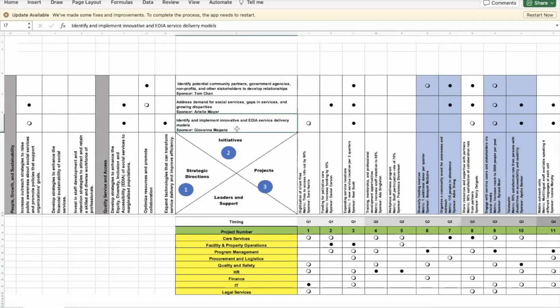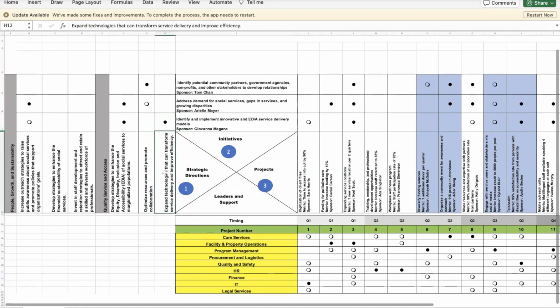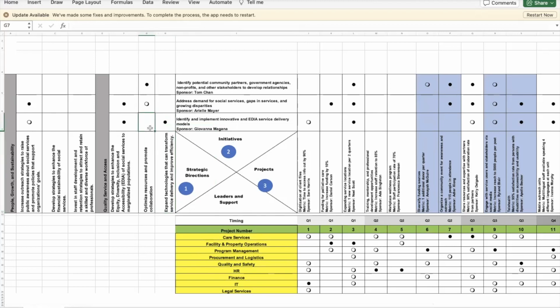Here we have identify and implement innovative and EDIA service delivery models. We can see that there's a black dot here, which means that it is strongly correlated. There's a strong relationship between that initiative and the strategic direction of expand technologies that can transform service delivery and improve efficiency. Where there is no dot, it means that the relationship is insignificant or there is none at all.